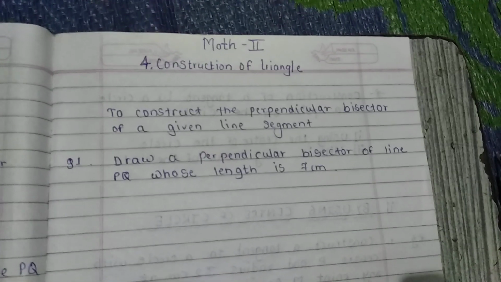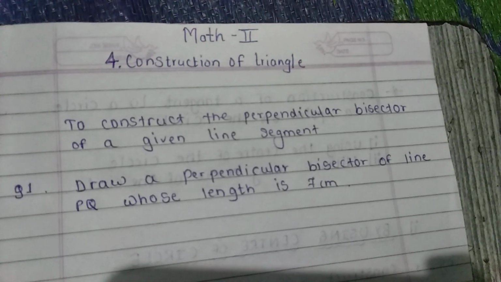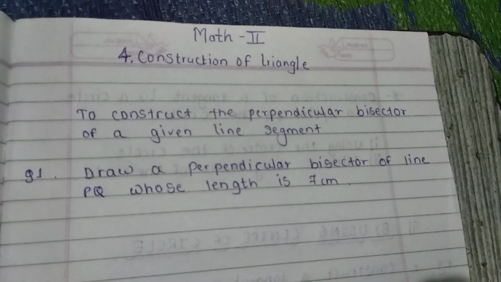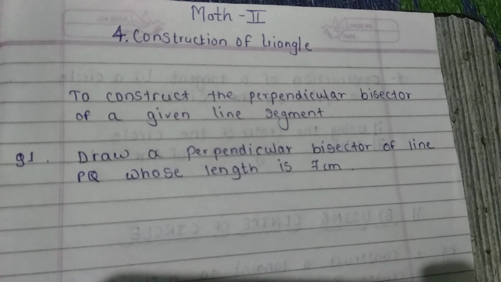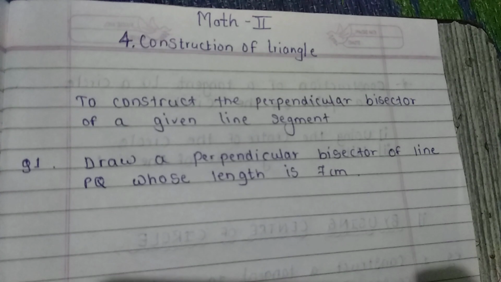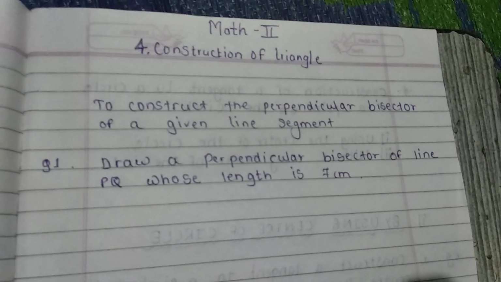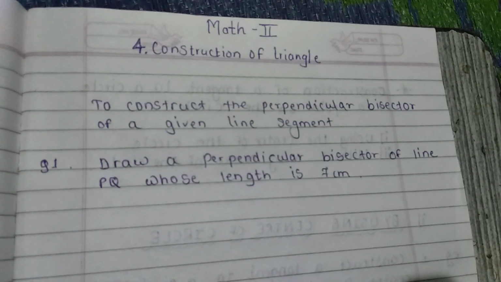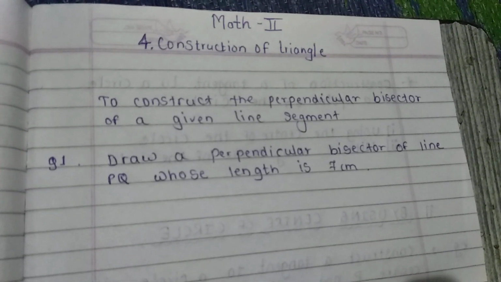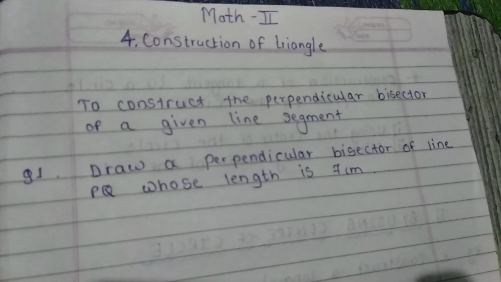So today we will begin with Maths 2 chapter number 4, that is geometric construction. First we will start from the basic construction, that is how to draw the perpendicular bisector of a given line segment. I know all of you know how to draw the perpendicular bisector because you studied it in the 9th standard. But still, this year in 10th standard they might ask you this question for 1 mark. So it is the basic concept of the construction chapter: to construct the perpendicular bisector of a given line segment.